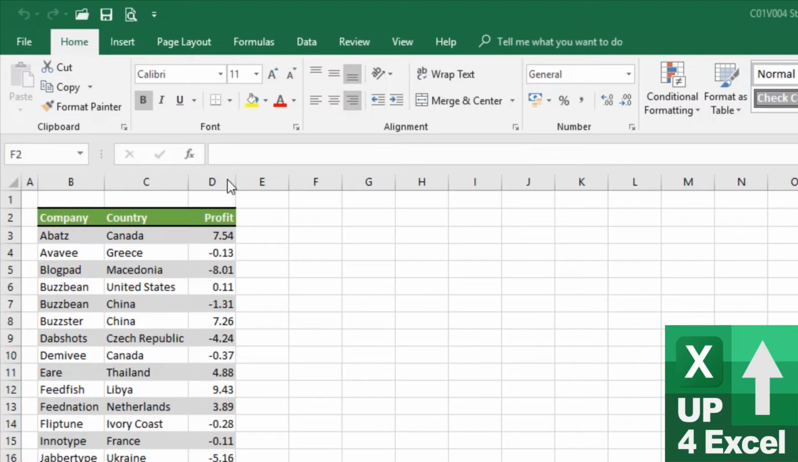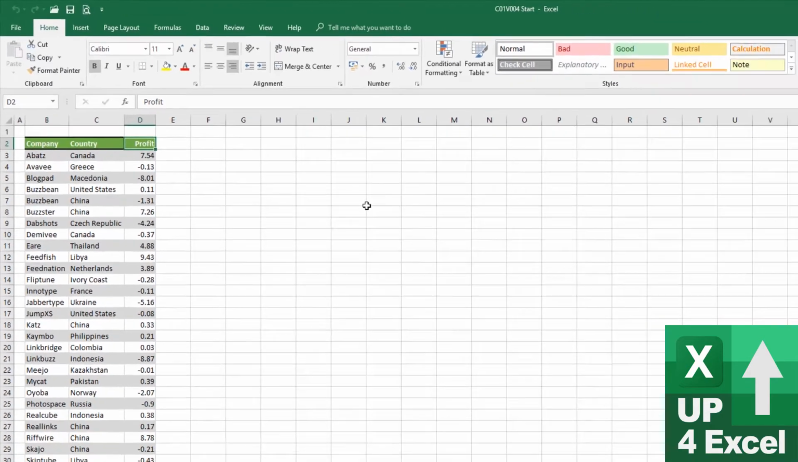Okay, so we've got some fictitious profit data here, so-called company and their country, and some profit numbers. And they're a little bit messy if we're talking about presenting this elsewhere. So what I want to do is format these numbers so that we're not showing any decimal places for the demonstration here. Now I'm going to do this in several different ways.